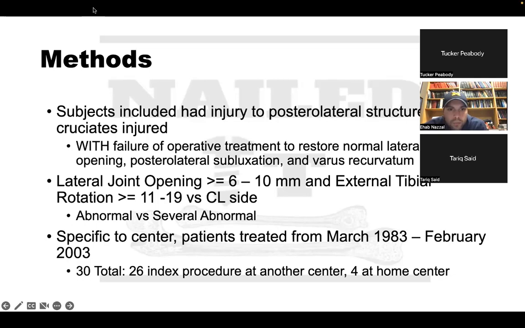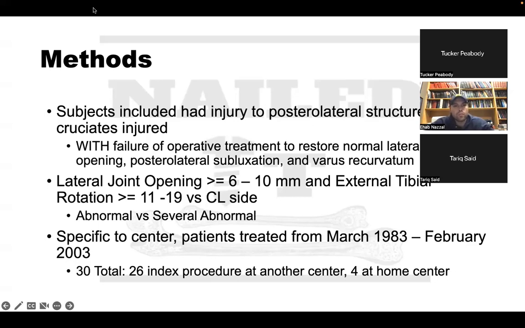They were organized into groups of abnormal versus severe abnormal based on their physical exam findings. So those that had lateral joint opening from 6 to 10 millimeters were abnormal. Those that had more than 10 millimeters on stress testing were severe abnormal. Same thing for external tibial rotation. They compared these to the contralateral side to make sure that they were correctly evaluating the patient's knees.